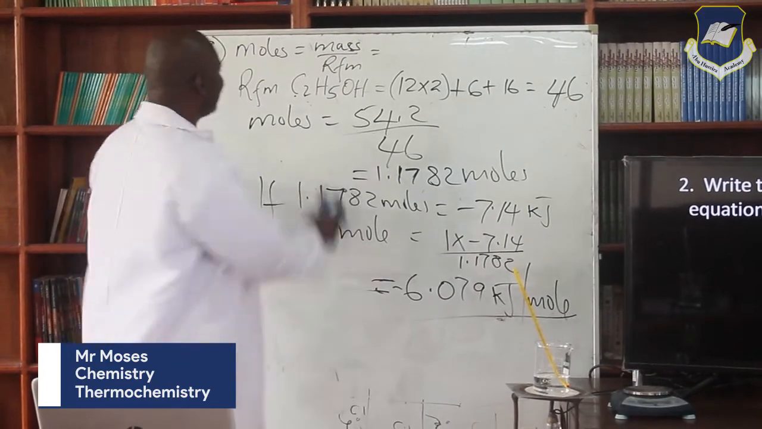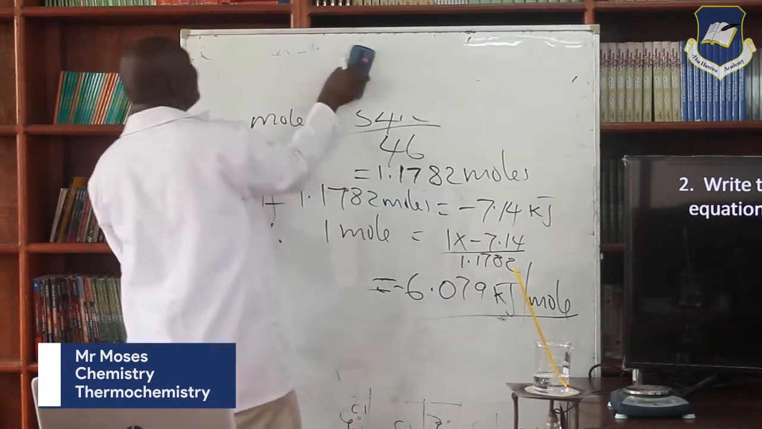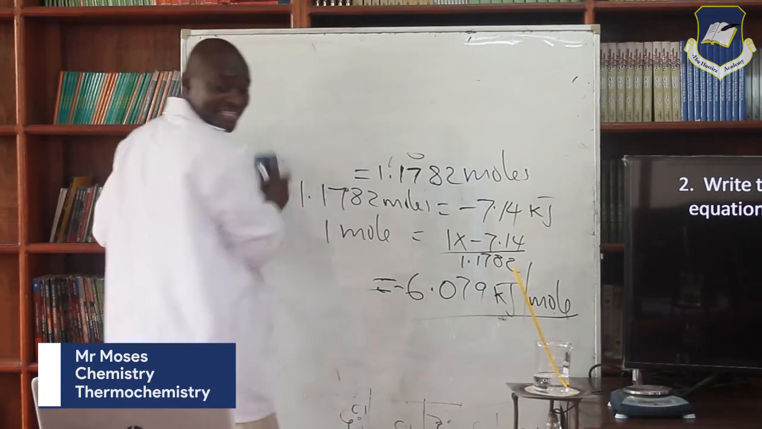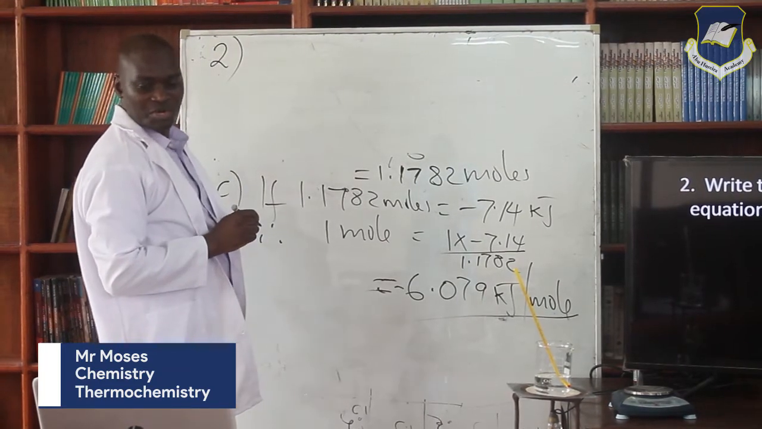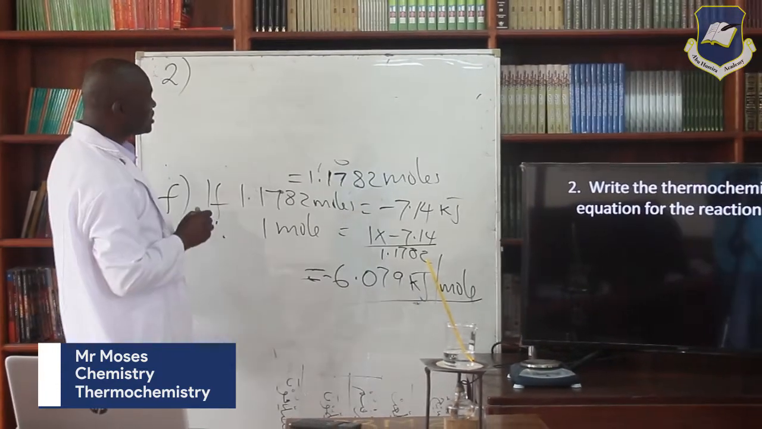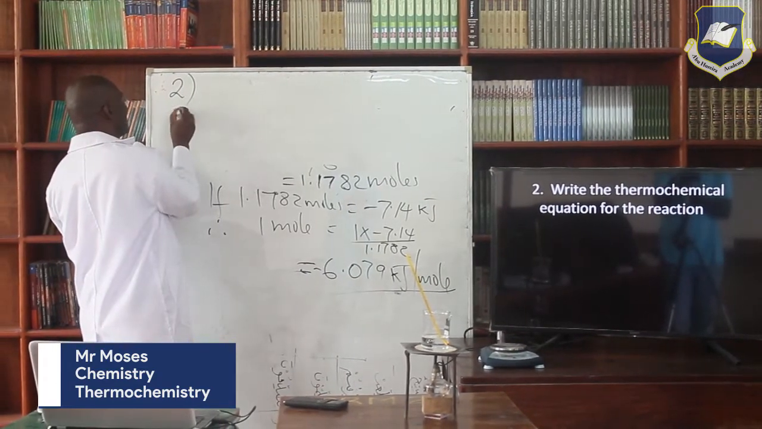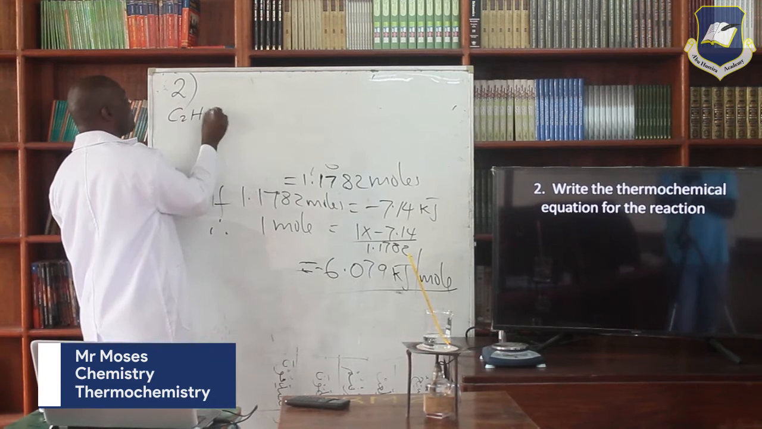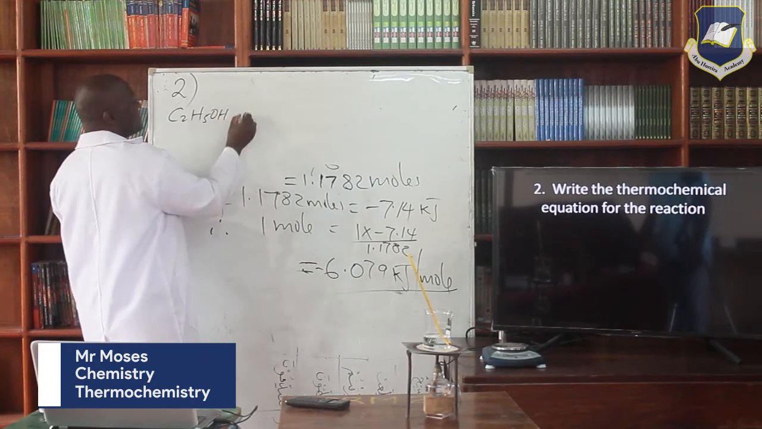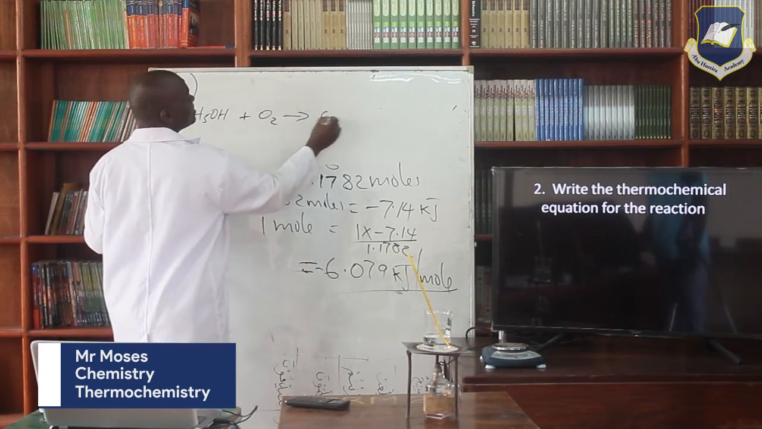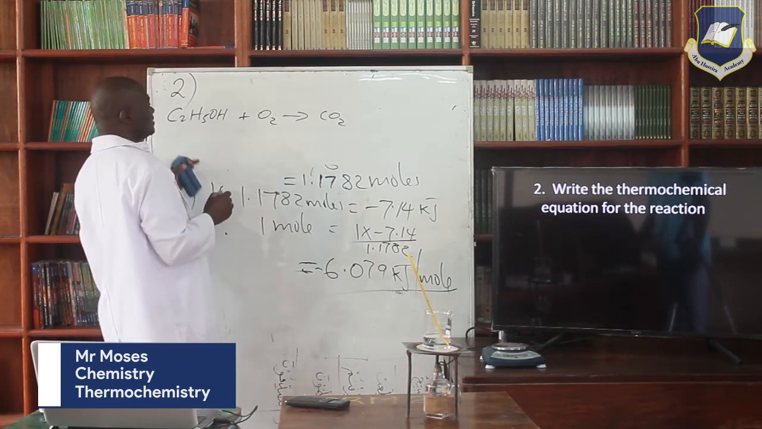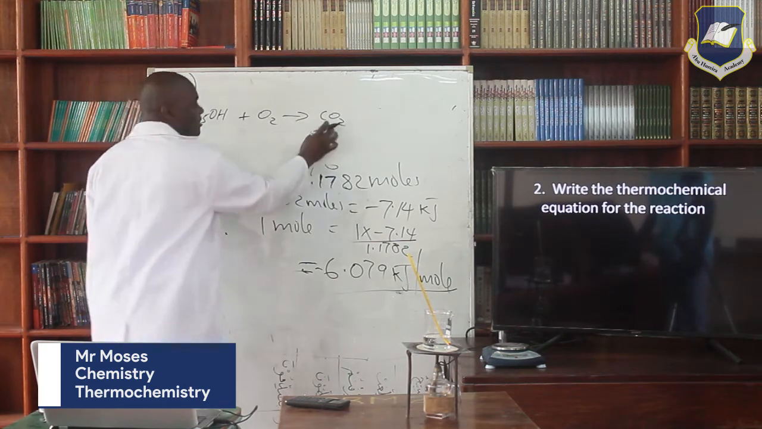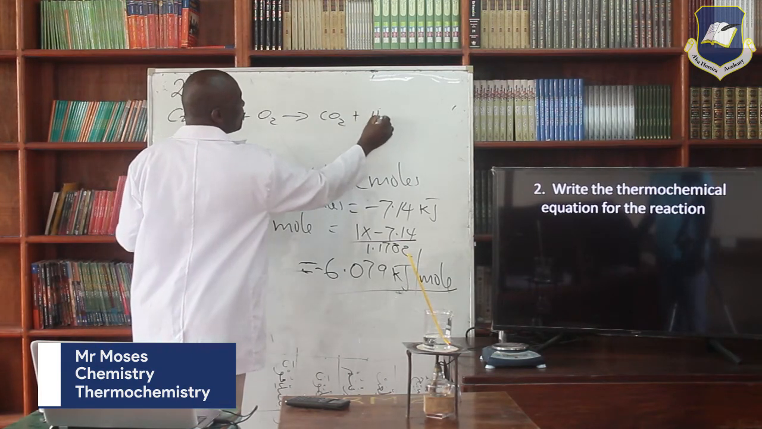Then we are told to write the thermochemical equation. That is equation 2. Write the thermochemical equation. Thermochemical equation is now ethanol, which is C2H5OH, burning in oxygen, and normally when organic substances burn in air, they give you carbon dioxide plus water.